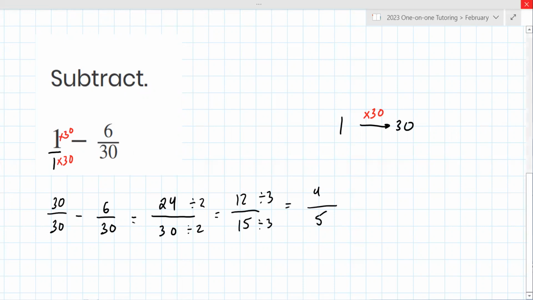So let's try another problem like this, because I want to make sure that this concept is clear. Let's say I want you to take 1 and subtract 3/5. Okay. So the 1 is really 1 over 1. Do you agree that 1 over 1 here on the left is really 1? Yes. Okay.